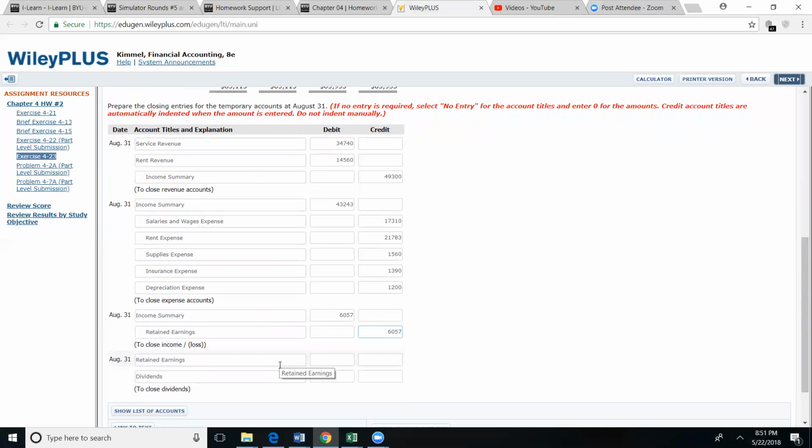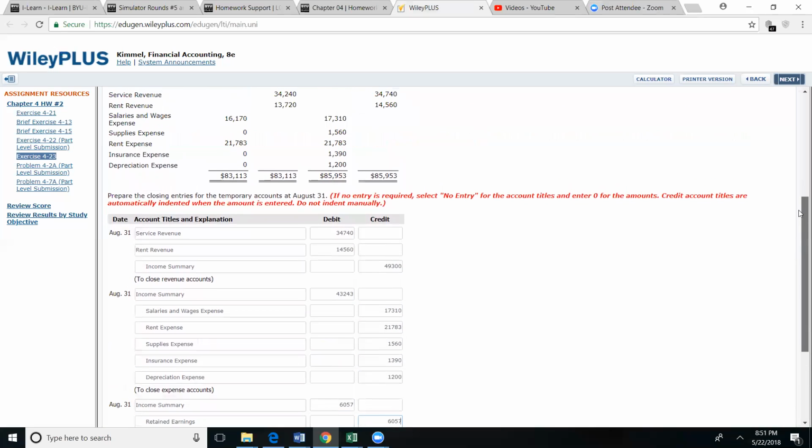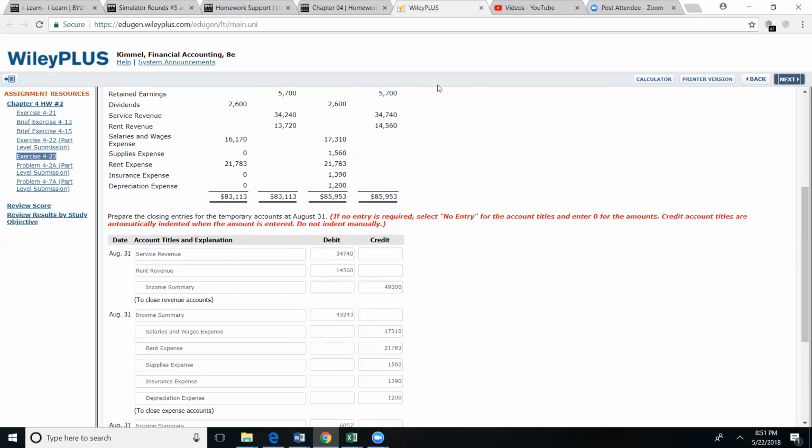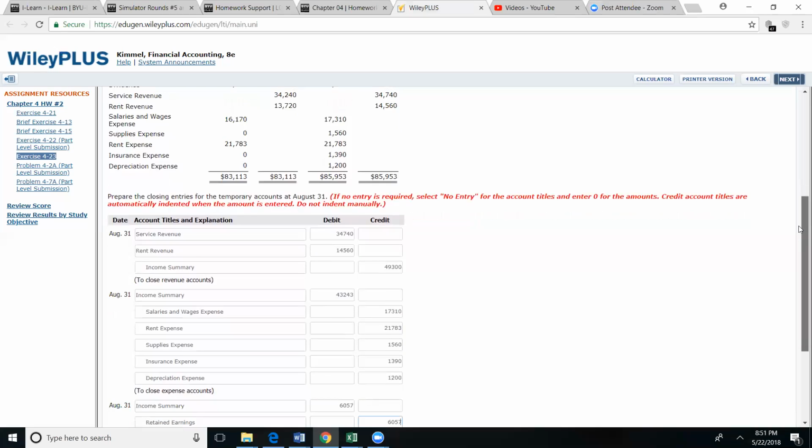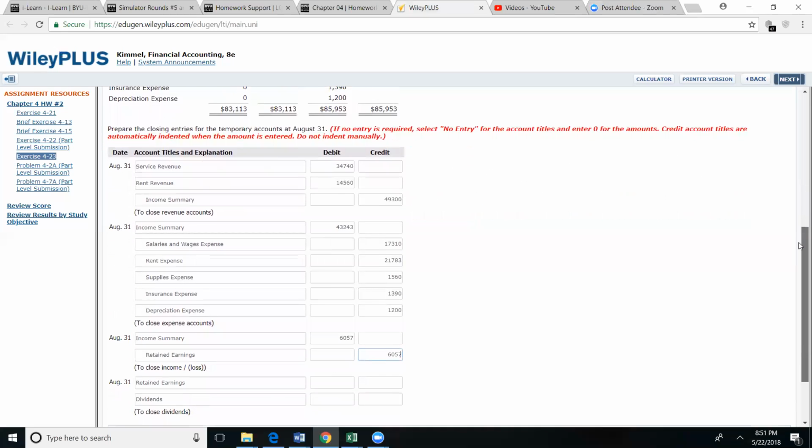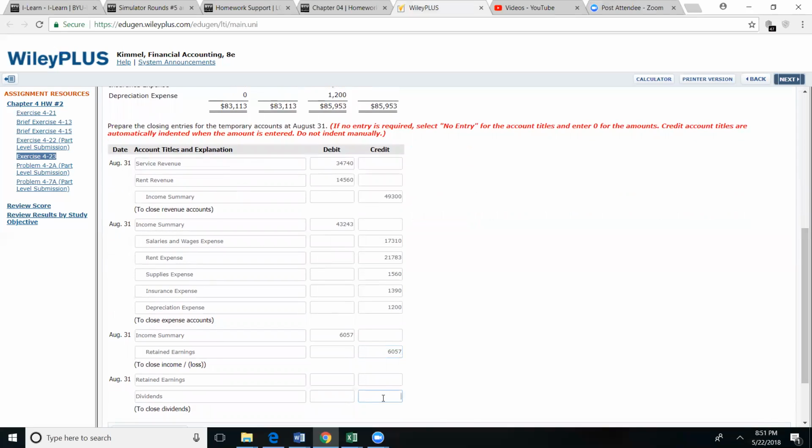Okay, so now we need to close the dividends account. Let's see, how much was dividends? That was $2,600. So the normal balance for dividends is debit. So if we want to bring it down to zero, we're going to credit it, the $2,600. And then debit retained earnings for the same amount. Close out dividends.